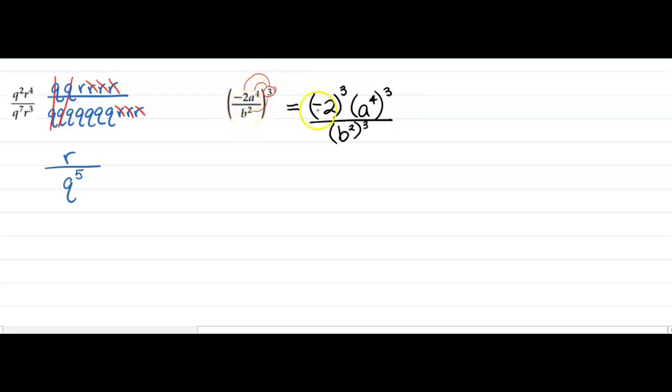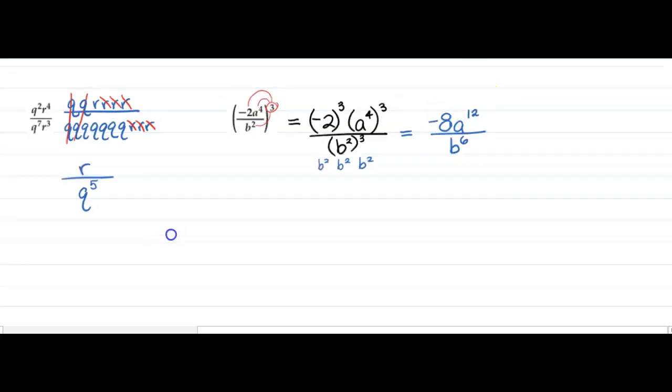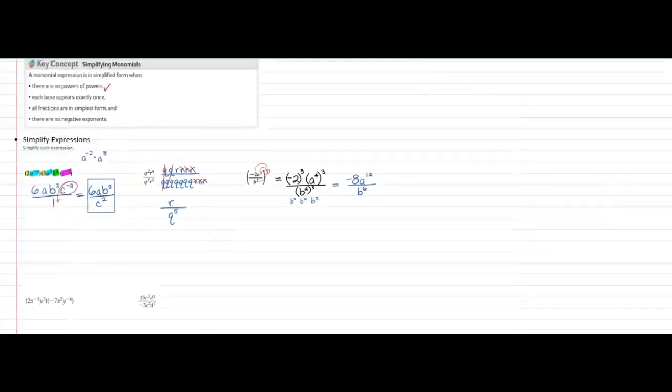And now I simplify. Negative 2 to the 3rd is simply negative 8. A to the 4th to the 3rd, power to a power. Power of powers means multiply. A to the 12th. And finally, b squared cubed. If it helps you to write it out for a minute while you're learning and getting used to these new rules. Notice I don't have anything in violation of that checklist, so this ends up being my final answer.